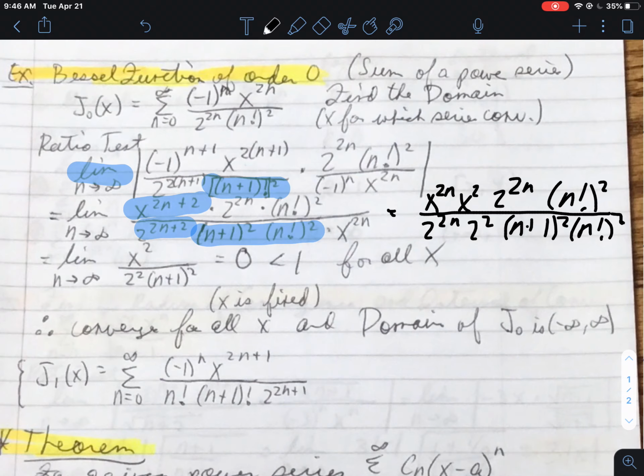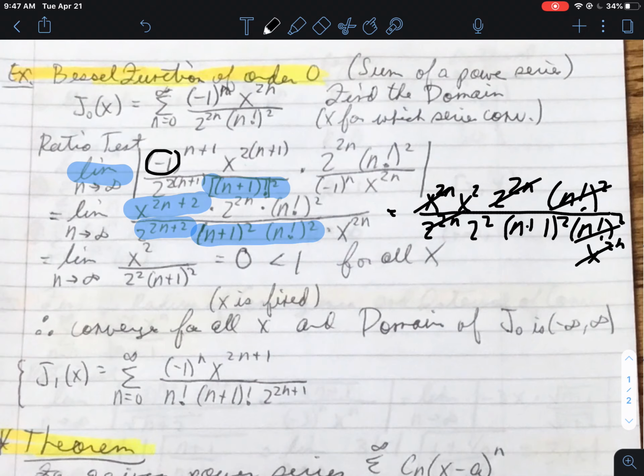All right, so now we're able to divide out the x to the 2n, right? I left that off. So that's gone. Our 2 to the 2n, that's gone. The n factorial squared, that's gone. So we're left with x squared over 2 squared times n plus 1 squared. Now also notice I've dropped the absolute value. Even though there's still an x in there, the absolute value takes care of the -1, so I don't need that anymore.